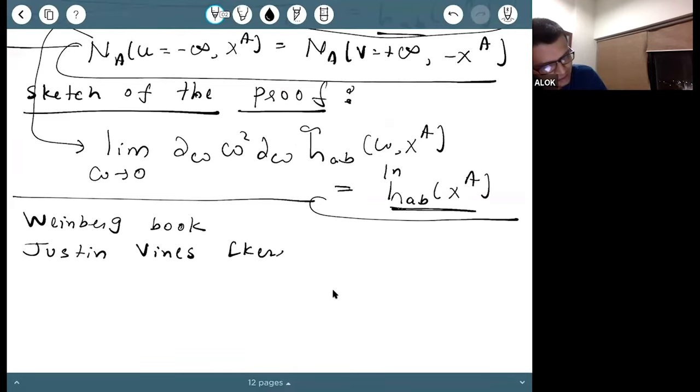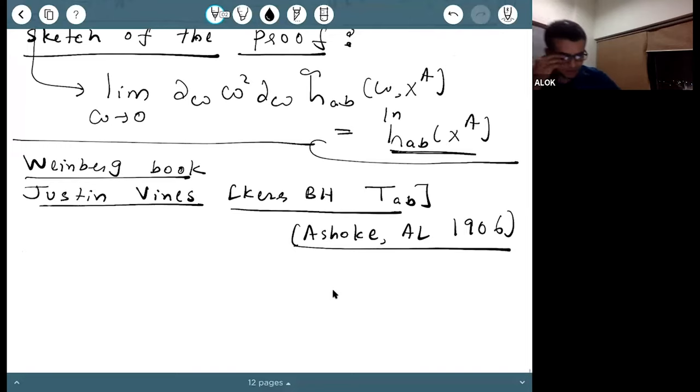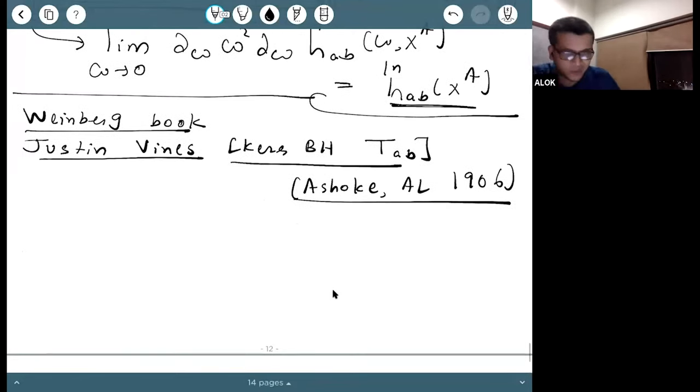On the curved black hole stress tensor. And this proof we did with Ashok in 2019. So the basic idea of the proof is actually very simple. So we say that, okay, we start from our setup.